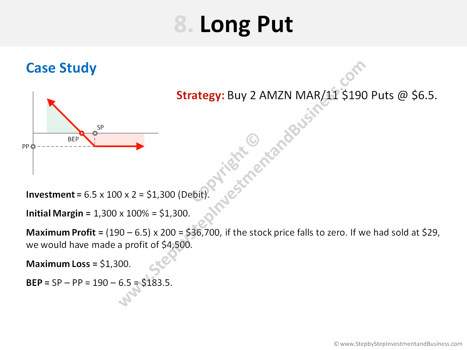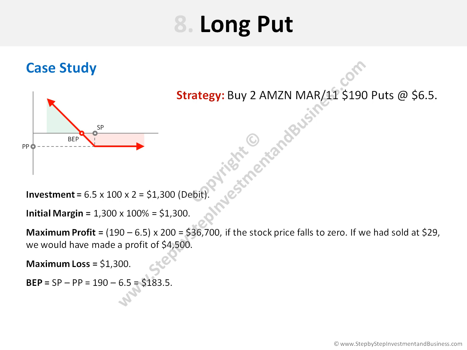The maximum profit we can make is equal to the strike price minus the premium paid multiplied by the number of shares. That is $36,700. This occurs if the stock price falls to 0. If we had sold at 29, we would have made a profit of $4,500. On the other hand, the maximum loss that we are exposed to is equal to $1,300. That is, the entire premium paid for the options.